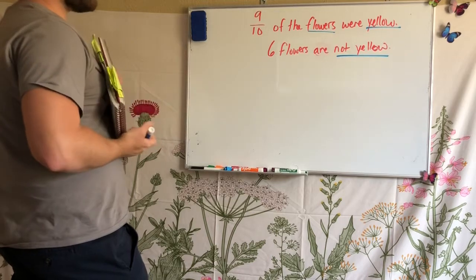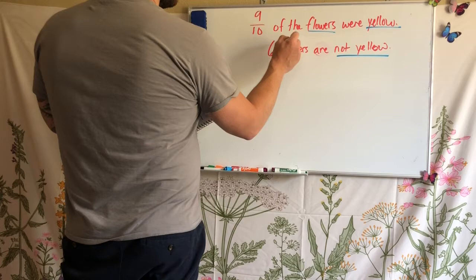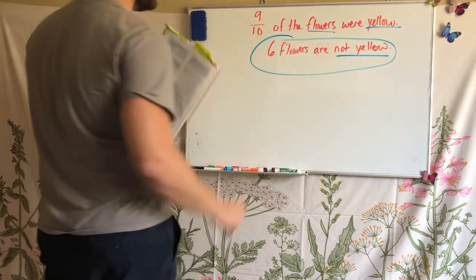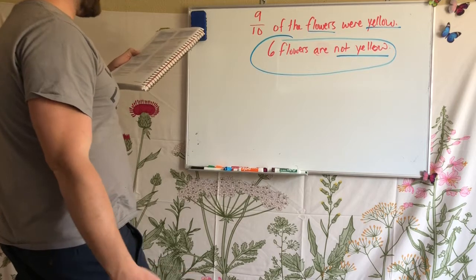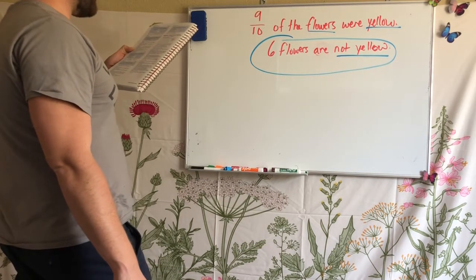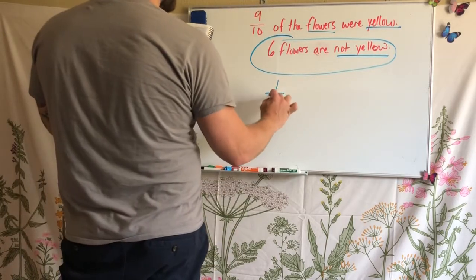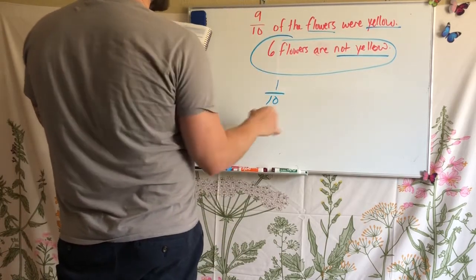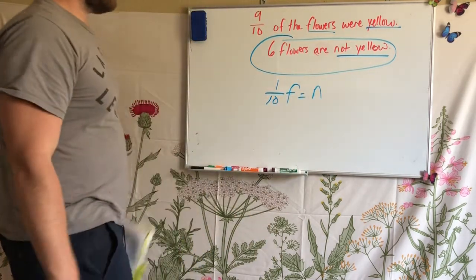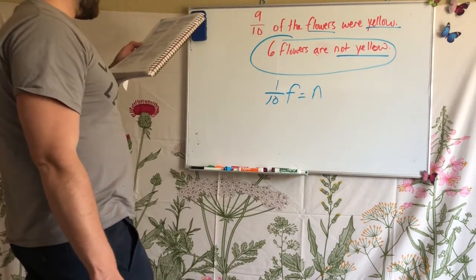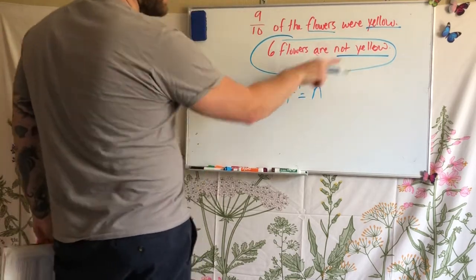Which name has a number? Pause the video. 6 flowers were not yellow. Say the letter equation. Pause the video. 1/10, because that's what's left over. F equals N. 1/10 of the flowers were not yellow, that's why I put an N in there.